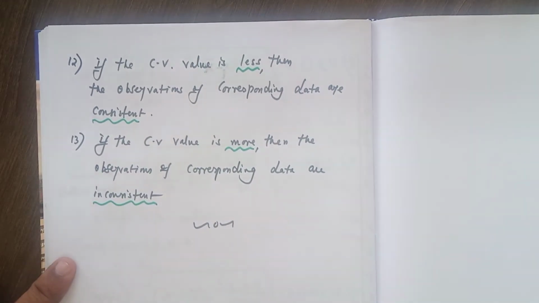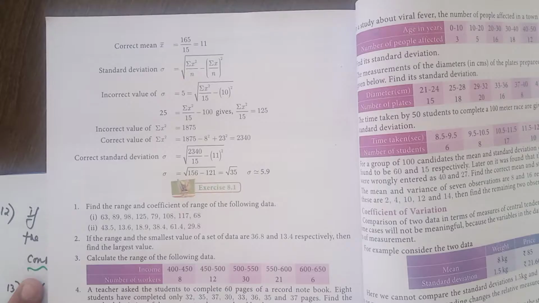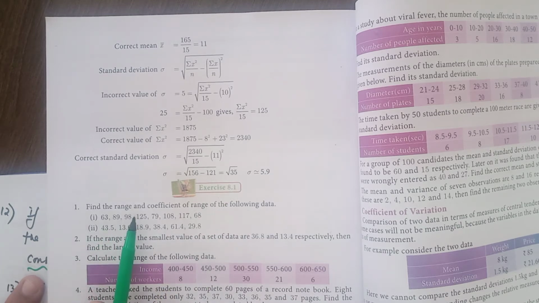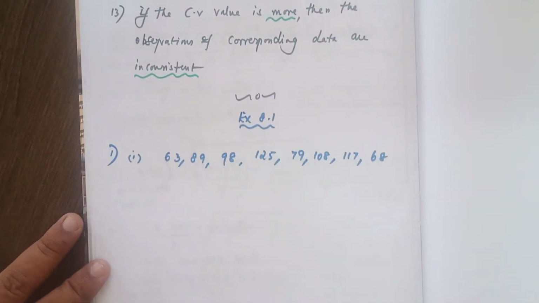Exercise 8.1, problem number 1. Find the range and coefficient of range of the following data. Range and coefficient of range. Two subdivisions are there. We can do one by one. Here subdivision number 1.